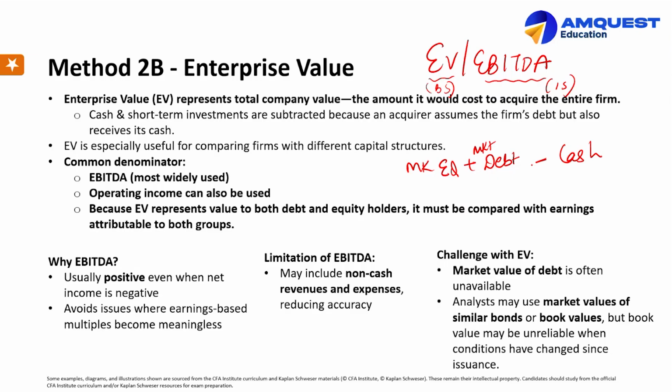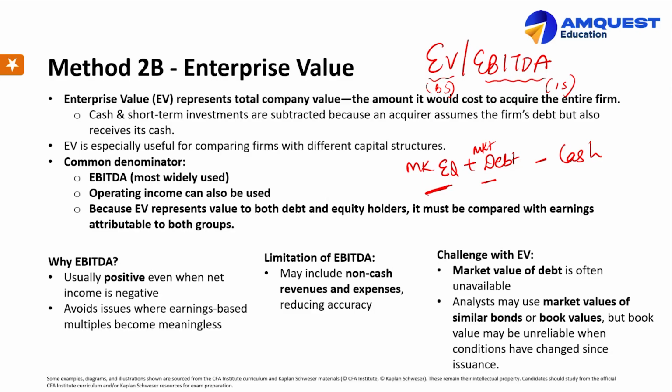EV represents the total company value. That is, if you want to acquire this firm, what is the amount that you have to pay? The existing cash the company has, I will utilize to repay the debt. So if I want to buy this company, I have to buy out all the equity shareholders and however much amount of debt is remaining.